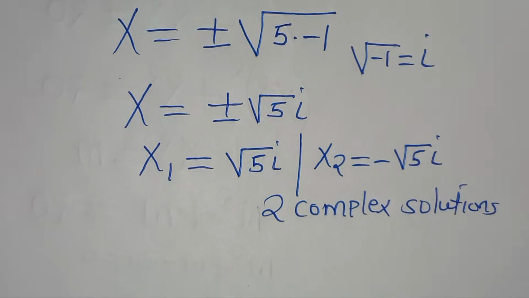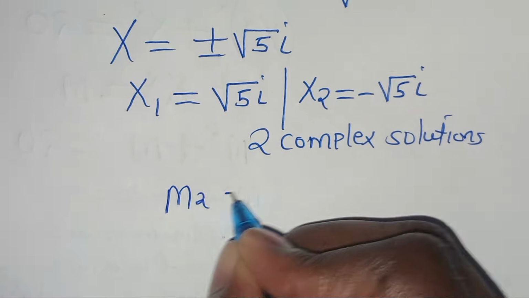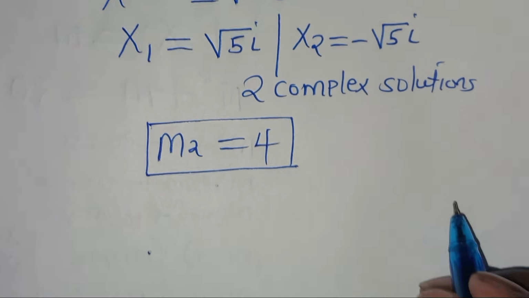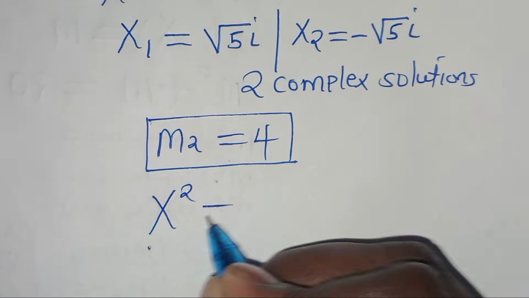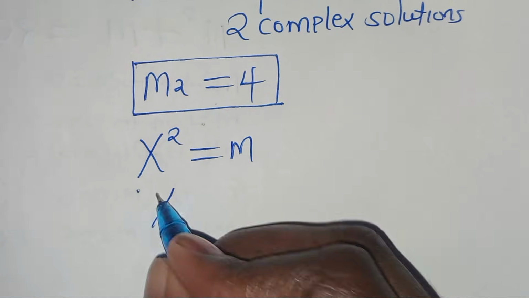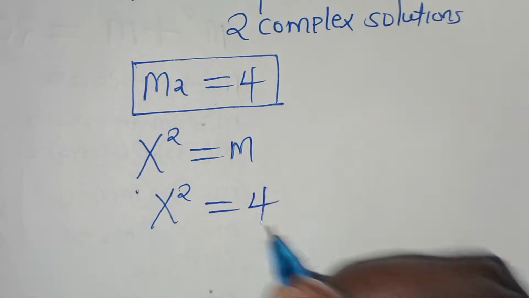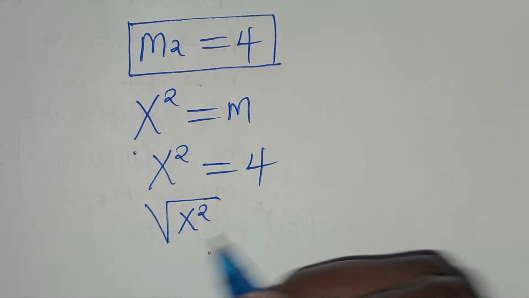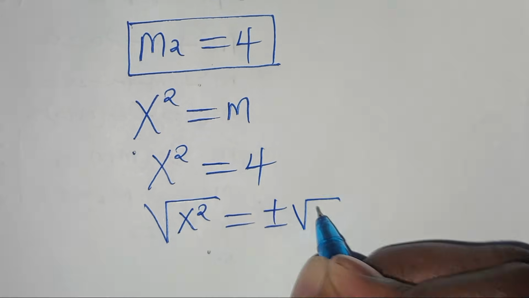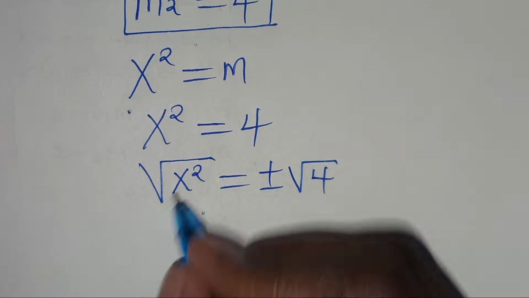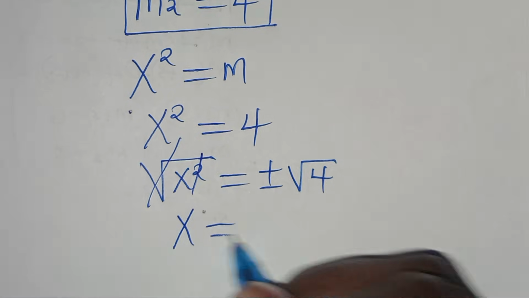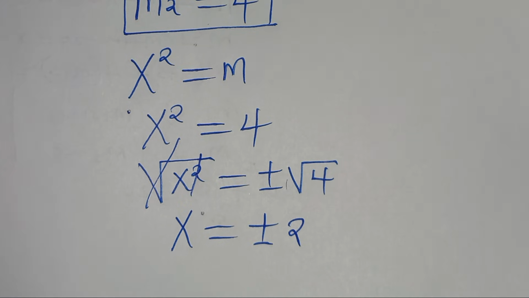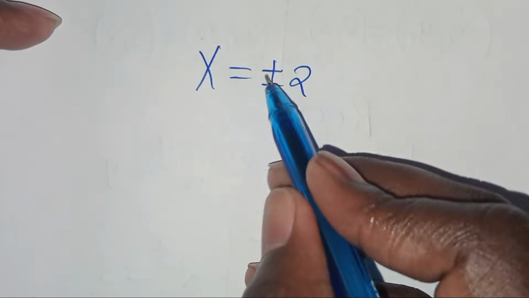Now, we have m2 equal to 4. And this indicates that x to the power of 2 is equal to m. So x to the power of 2 is equal to 4. To solve for x here, let's introduce a square root on both sides. This is equal to plus or minus the square root of 4. Let's eliminate the square root sign so that x is equal to plus or minus the square root of 4. This is 2. So we have x equal to plus or minus 2.